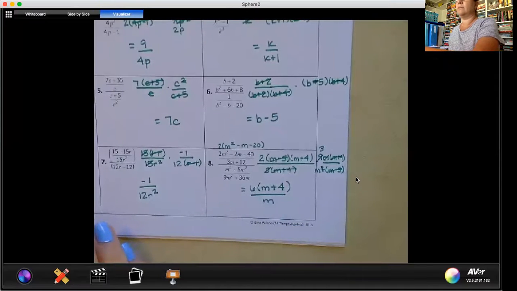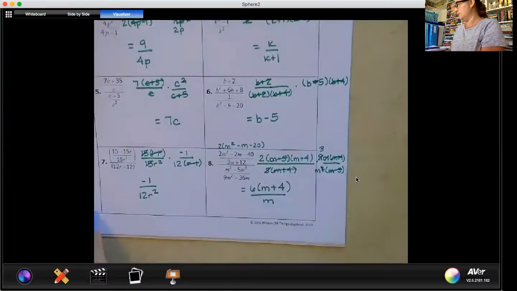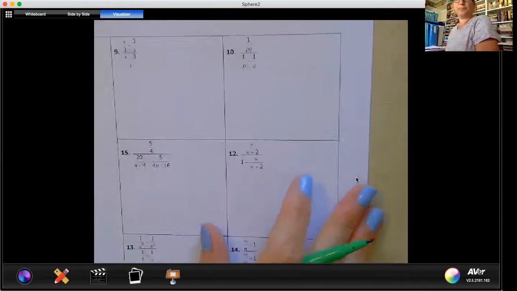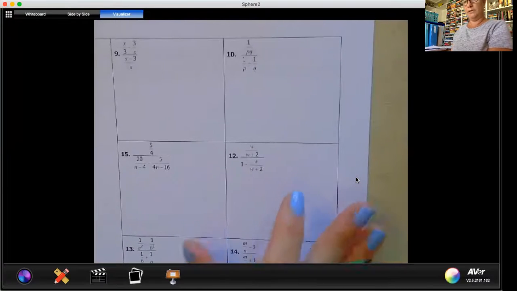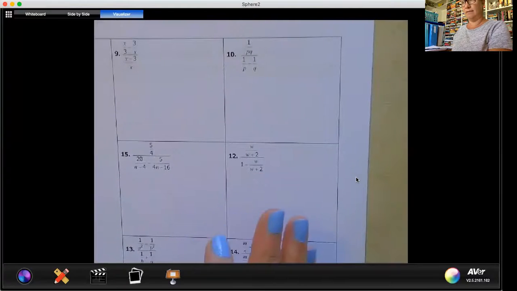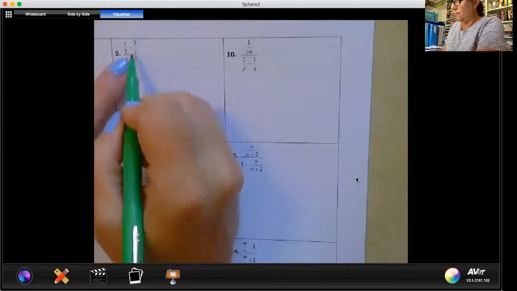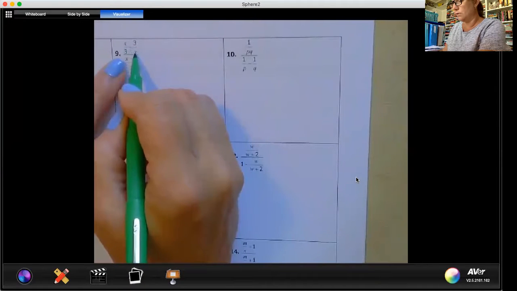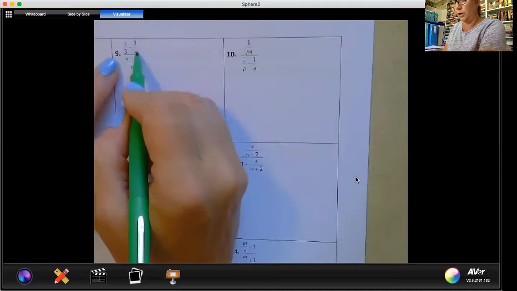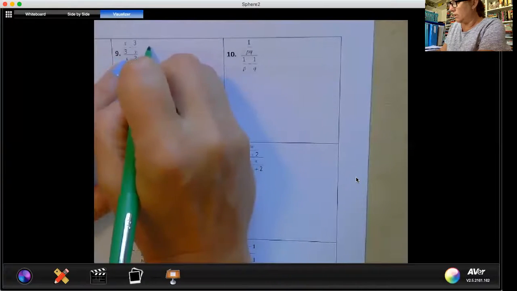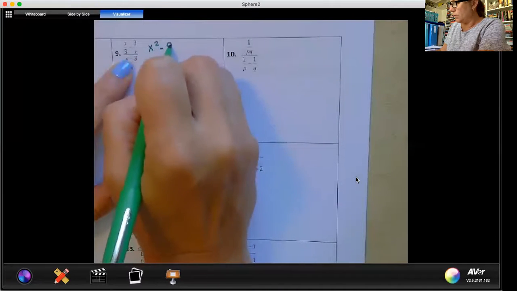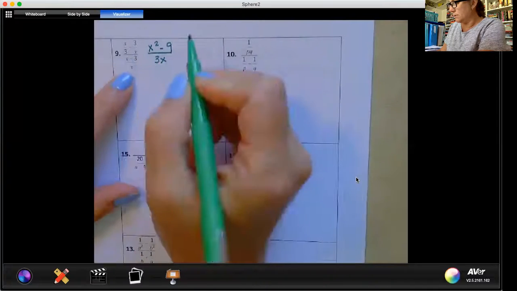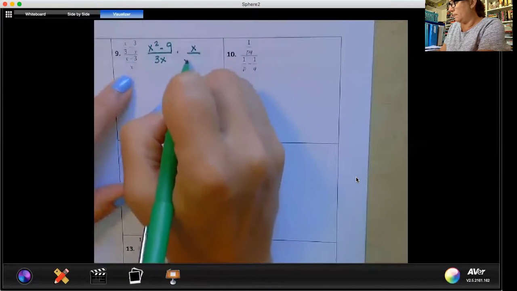Now, as you can see, these boxes are very, very small, so feel free if you need to use notebook paper. It may make this a little easier for you because you have more space. Now, number 9 puts a subtraction problem in there, so you have to find a common denominator. Because we have a 3 and an x, they have nothing in common. So I'm going to do something called cross, cross, across to get my common denominator. So cross, cross, across, and then multiply by the reciprocal.